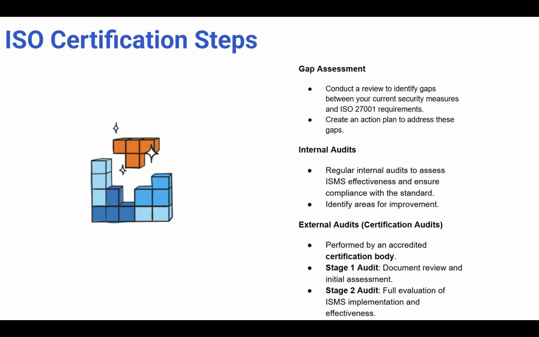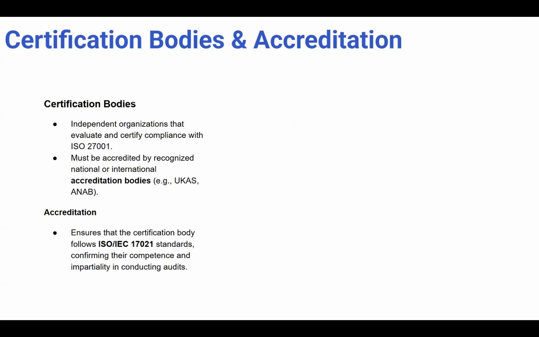Now, staying on certification bodies and external audits, just to explain, to get an actual ISO 27001 certification as an organization, you have to call an external body to audit you. That's the external audit. And these are called certification bodies, independent organizations that evaluate and certify compliance with ISO 27001. And these certification bodies have to be accredited. So just make sure that when you're inviting a certification body to give you an ISO 27001 audit, they are accredited. The accreditation just ensures that the certification body follows given standards to confirm their competence.